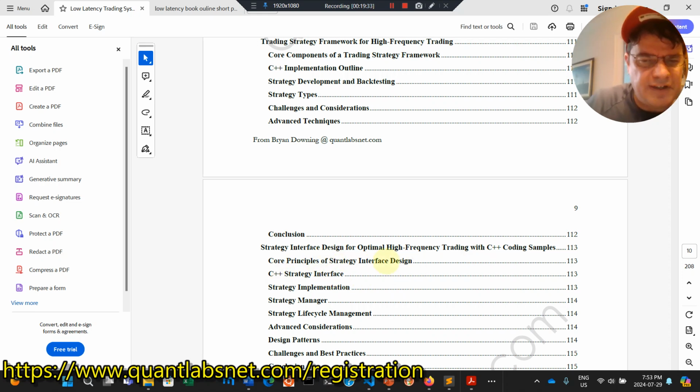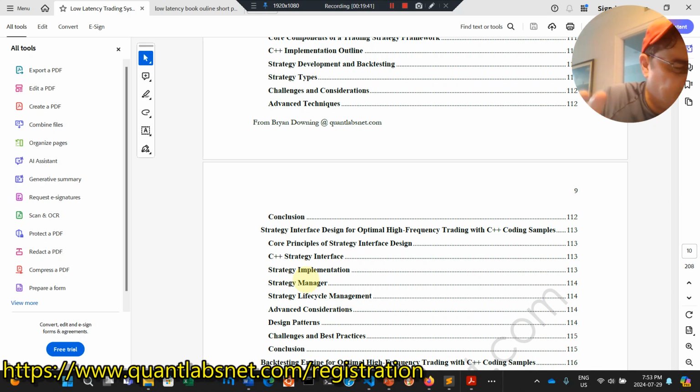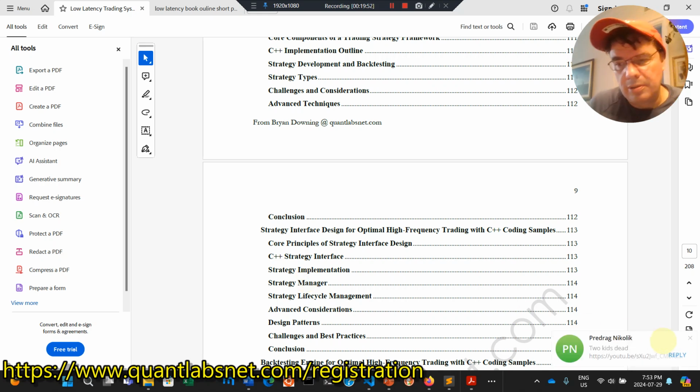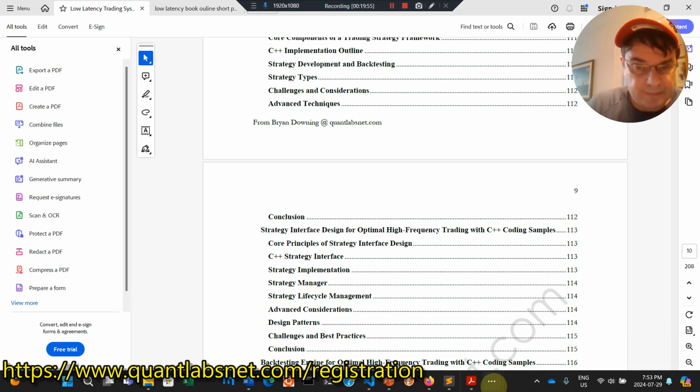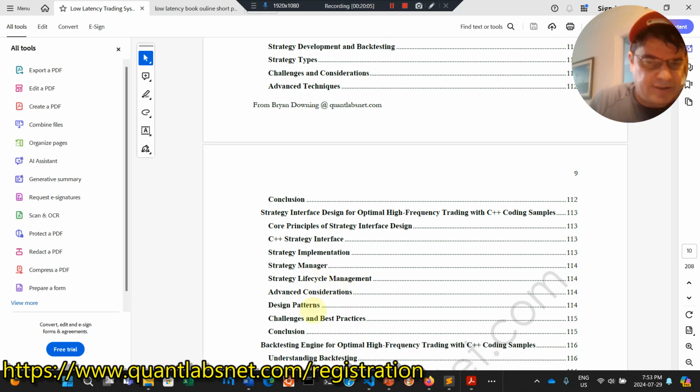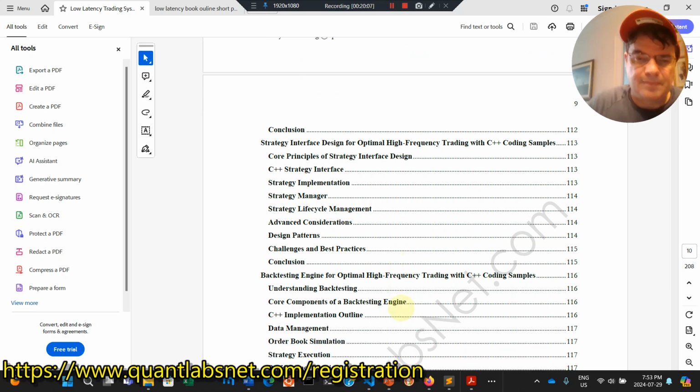Core principal strategy interface design, optimal high-frequency trading. So we have our strategy interface. We do not go into any form of strategy development here. This is just how to build a system that will provide some kind of framework that you would use to build out your custom strategy. That's another separate discussion. Strategy interface, implementation, the strategy manager, life cycle, advanced consideration, challenges, and best practices.